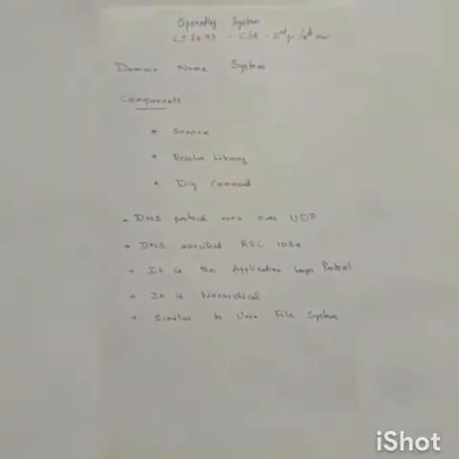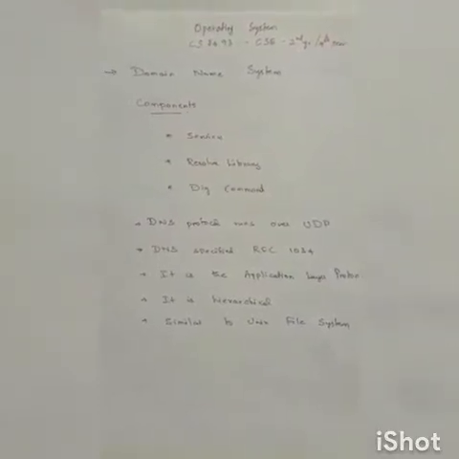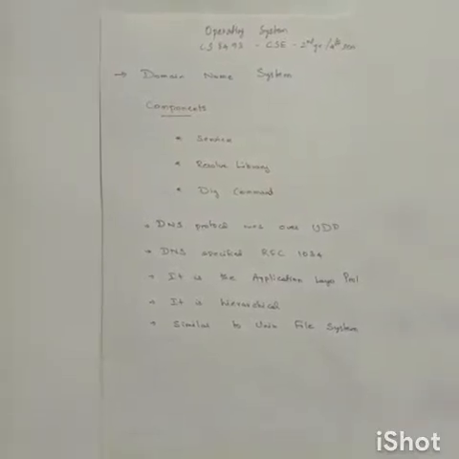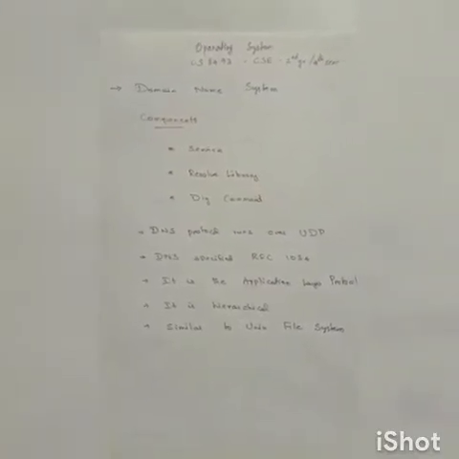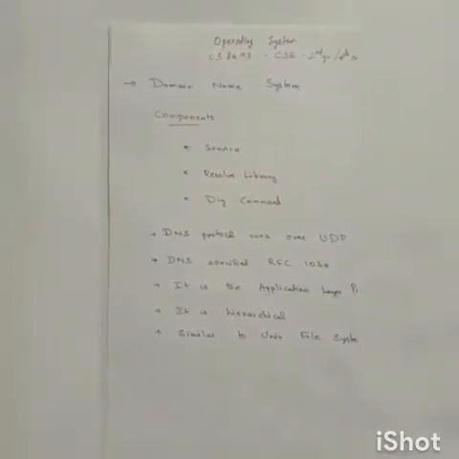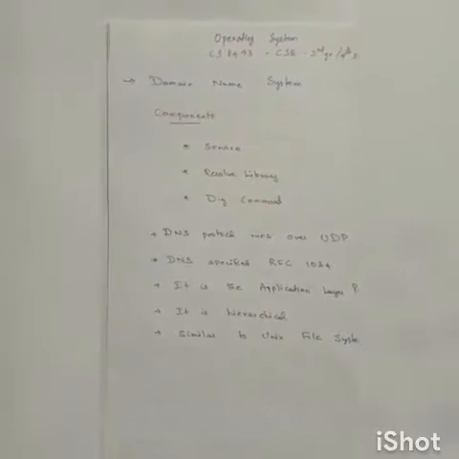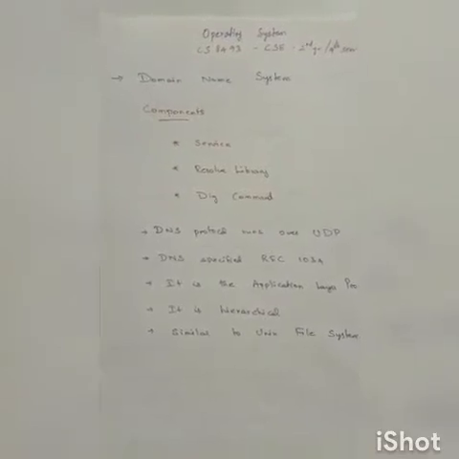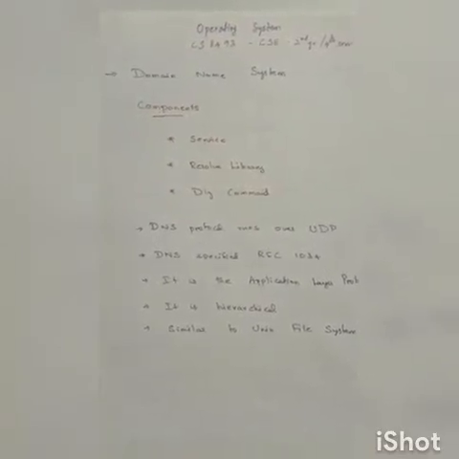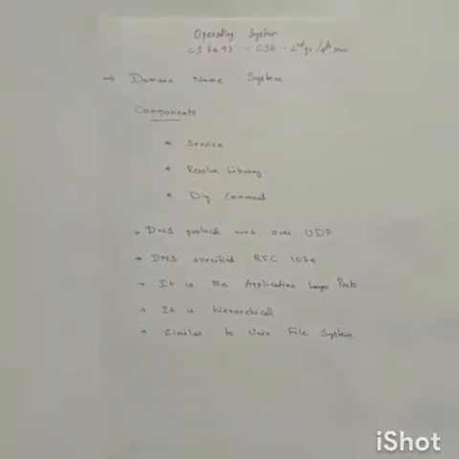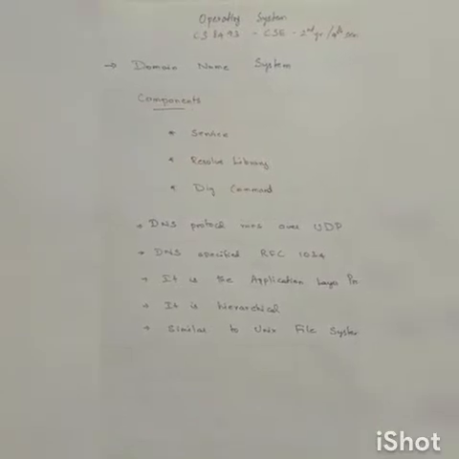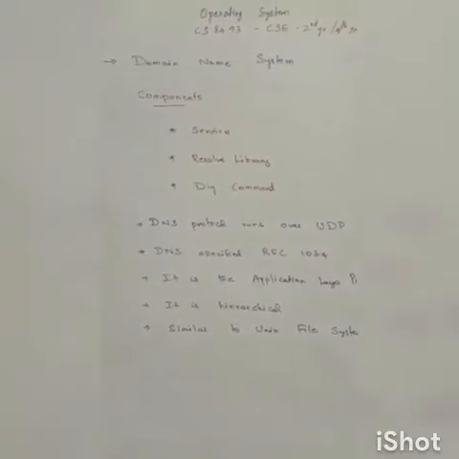So the DNS has three main components: the service, the resolve library, and the dig command. Okay, these components are from BIND, Berkeley Internet Name Daemon. It's a standard. BIND is a standard, and it has a version for every Unix and Linux. So these three components are given by BIND.